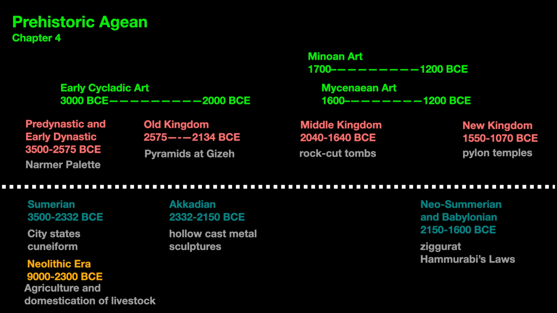Today's focus is Chapter 4, the Prehistoric Aegean. And again, we start in the Neolithic era, even though it is the very tail end of it. The timeline for this chapter is comparatively short, starting in 3000 BCE and ending in 1200 BCE.